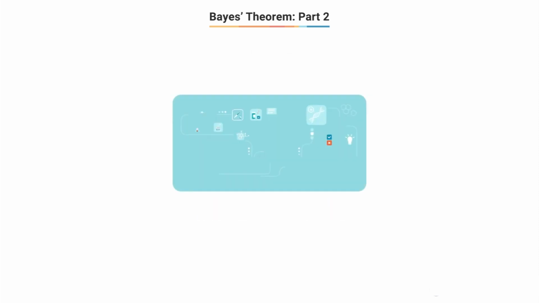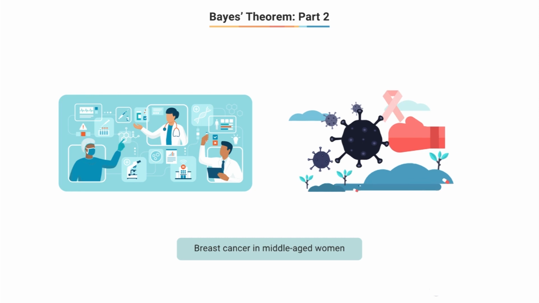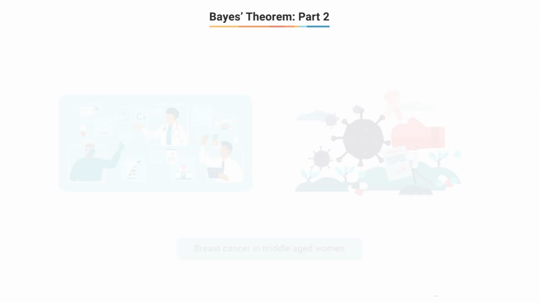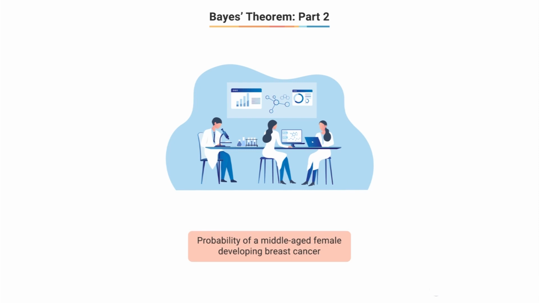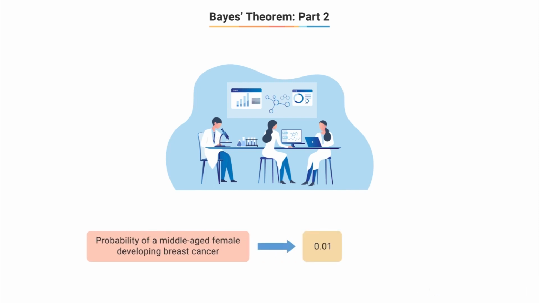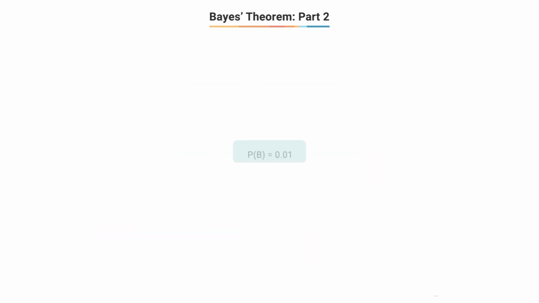There is a study going on to understand the likelihood of middle-aged women who develop breast cancer. So let's say that the past research suggests that the probability of a middle-aged female developing breast cancer is 0.01 or 1%. Let's name this event B. So probability of B, P(B), equals 0.01.